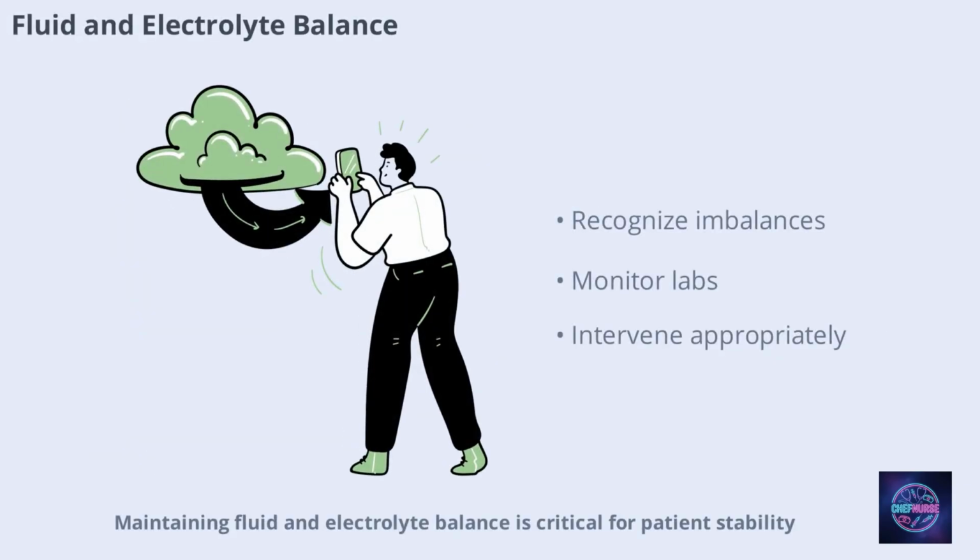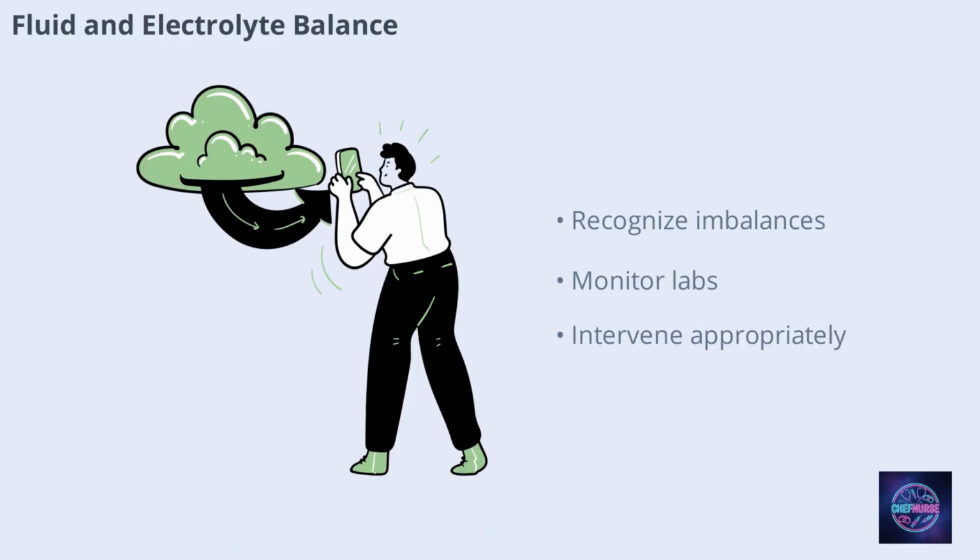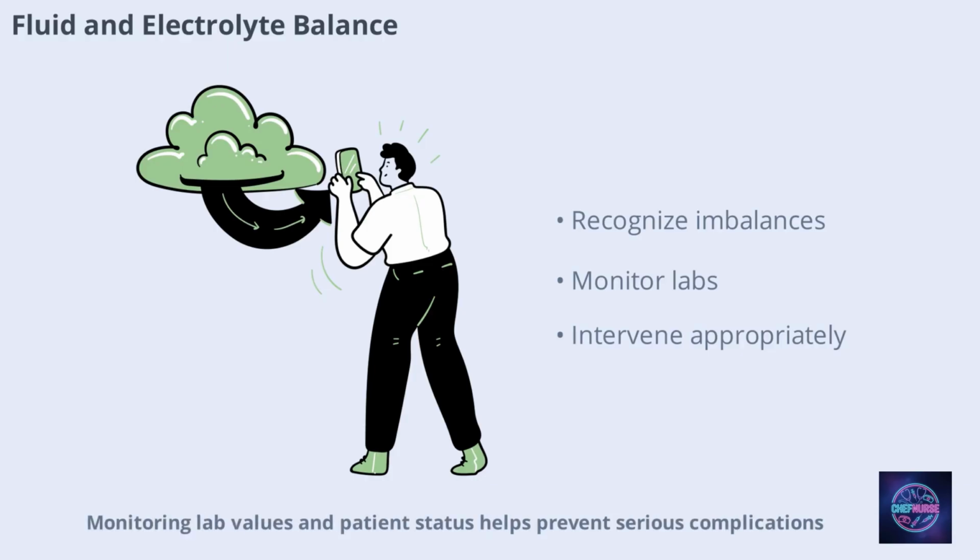Maintaining fluid and electrolyte balance is critical for patient stability. The NCLEX often includes questions about recognizing imbalances, such as dehydration, overhydration, or electrolyte disturbances like hyponatremia and hyperkalemia. Know the signs and symptoms as well as appropriate interventions. Monitoring lab values and patient status helps prevent serious complications.